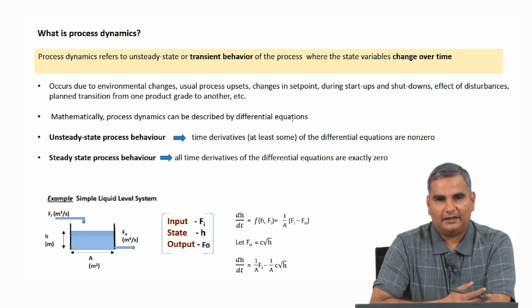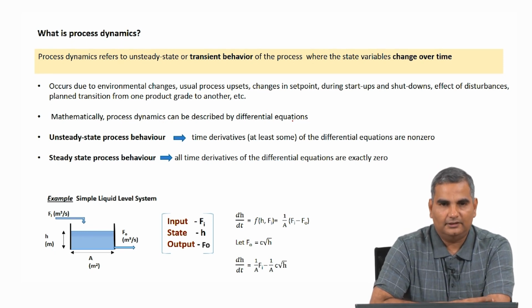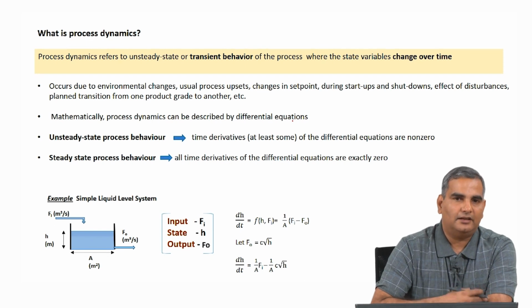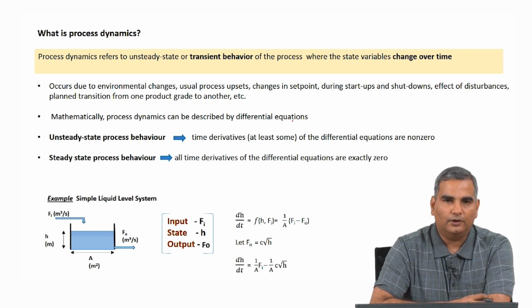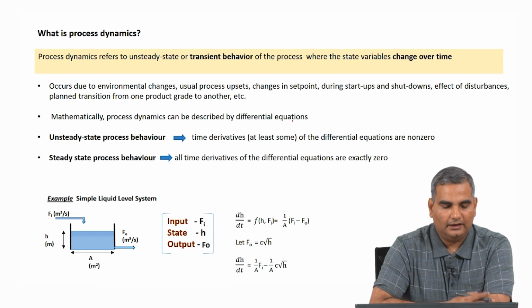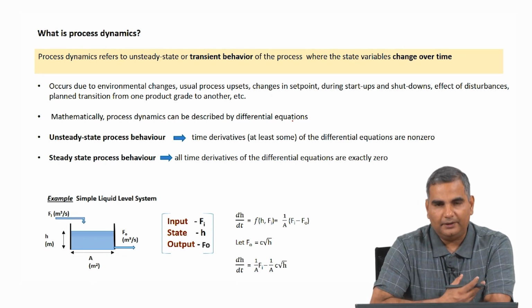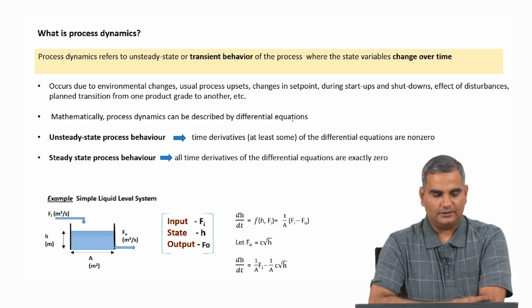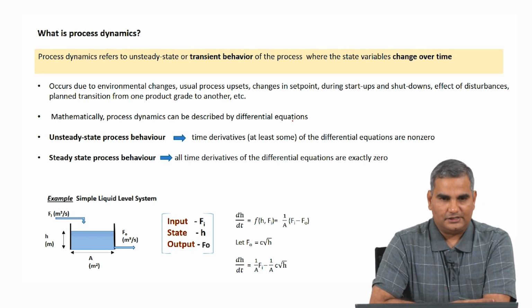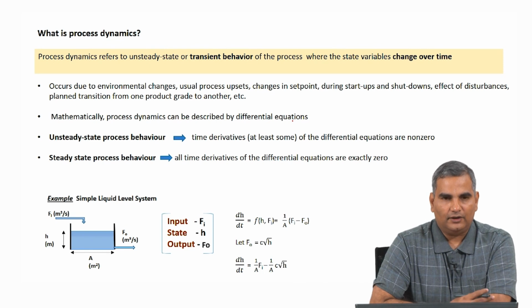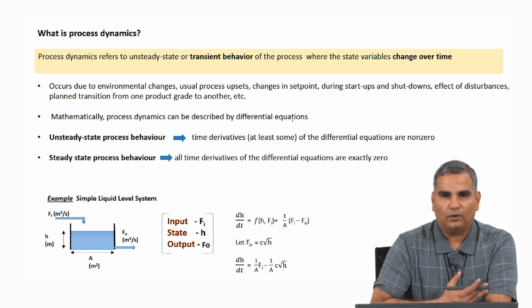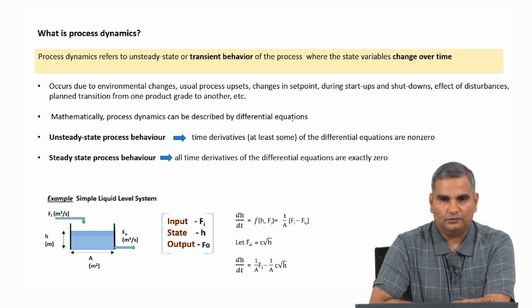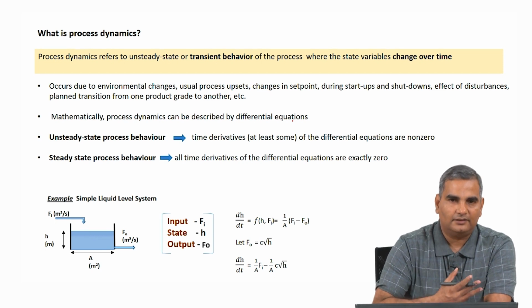So, mathematically we want to represent these changes, and mathematically we want to relate the variables in a process. So, the typical type of equation that one writes are differential equations, and once you have a set of differential equations, then if you have unsteady behavior, at least one of the time derivatives will be non-zero. So, once the time derivative is non-zero, then there is some dynamics.